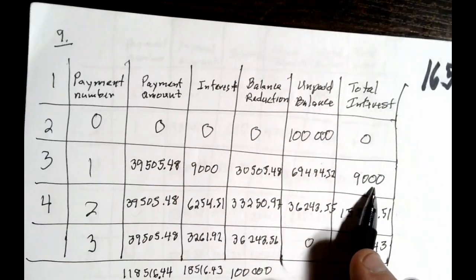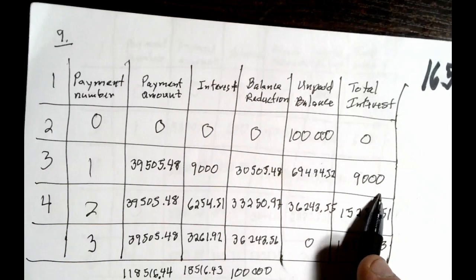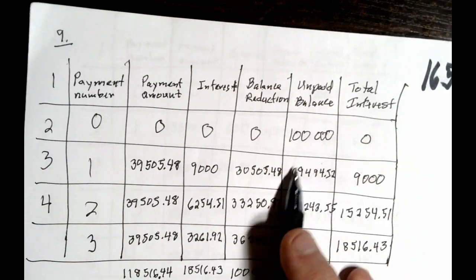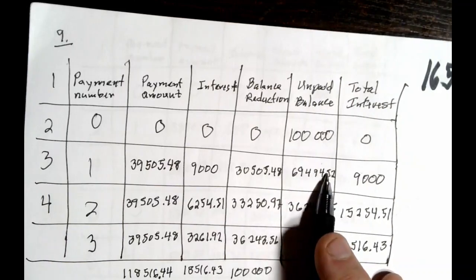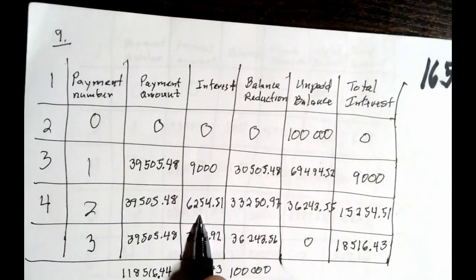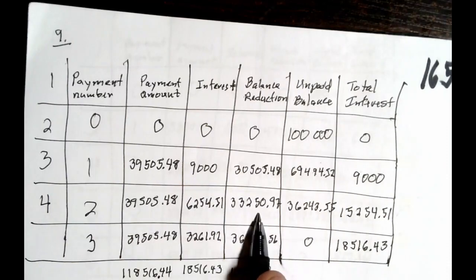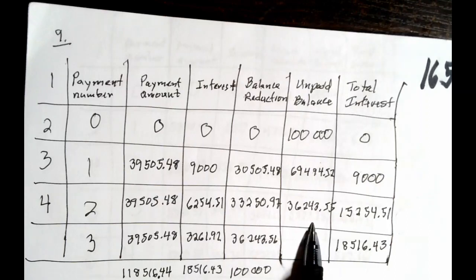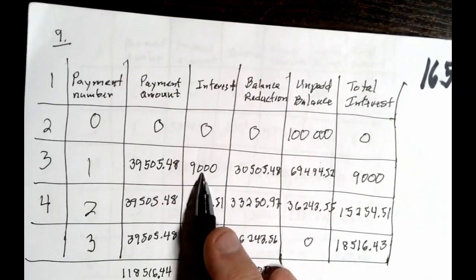So the total interest you paid is 9,000. You make another payment, and how much interest did you pay? Well, it's the interest on this at 9%. Well, you pay 6,000 something, less than the previous time. So you take the difference between those two, and that's your balance reduction. Subtract that from this, and you get this guy. So what's your total interest? These two.